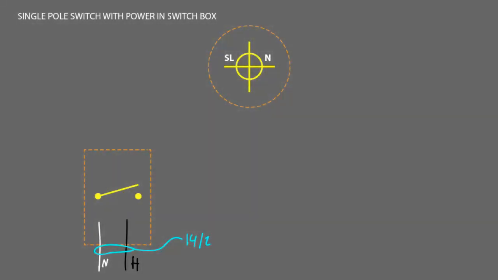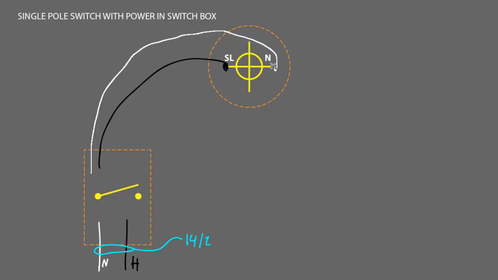Okay, in our first switching scenario, we have a single pole switch with power in the switch box. This is the most very basic switch that we will do. So the first thing I need to do is run my switch leg up into my box for my light. I'm going to connect it here on the switch leg side. I'm then going to run my neutral up because it takes a neutral to also run a light. So let's take the neutral up. Let's connect it to the neutral side.